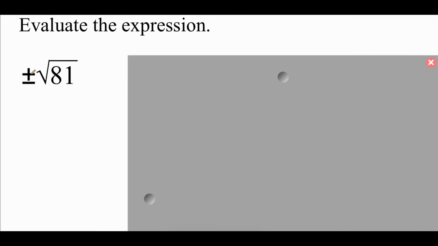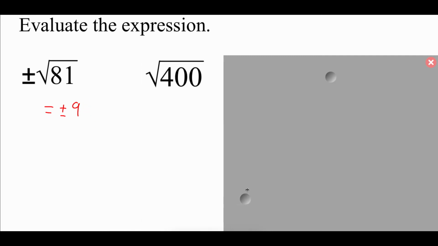So here we're doing the positive and negative square root of 81. 81 showed up on our perfect square list. Its square root is 9, but we want the positive and the negative root, so we have to remember to put the plus and the minus in front of that 9.